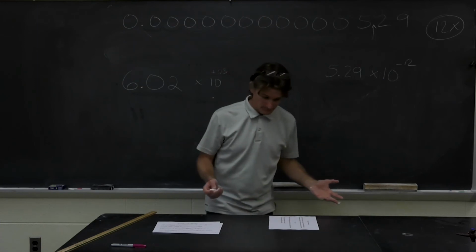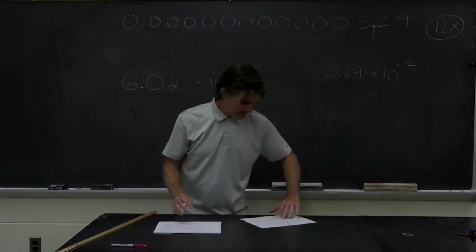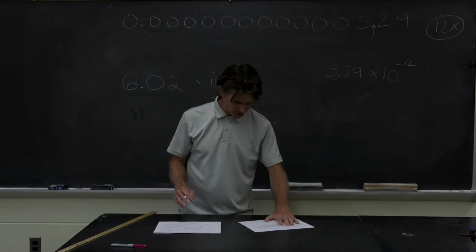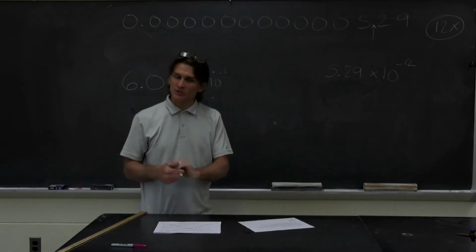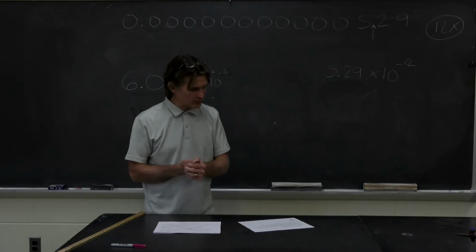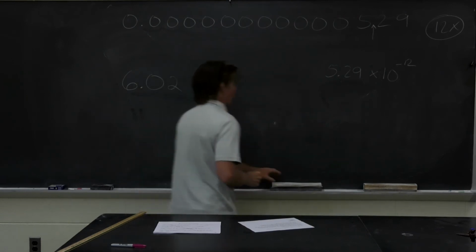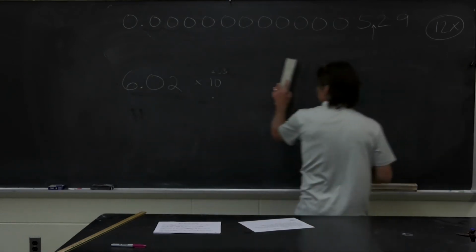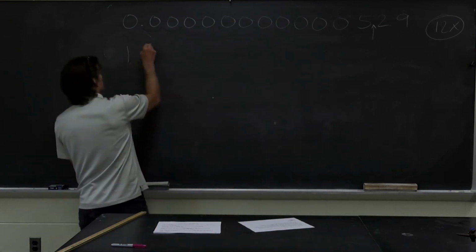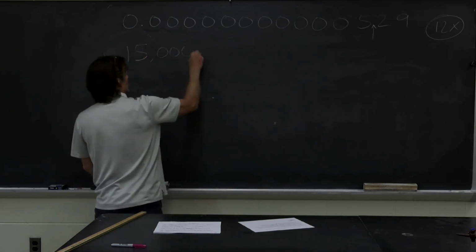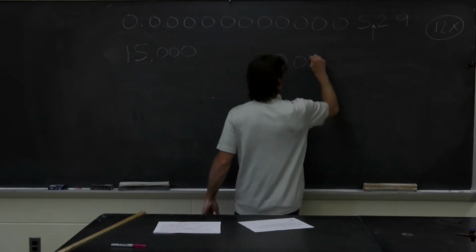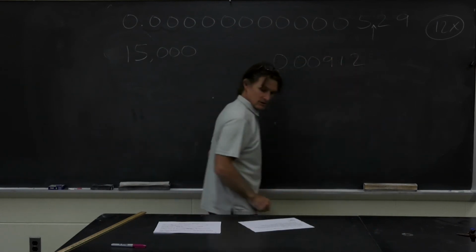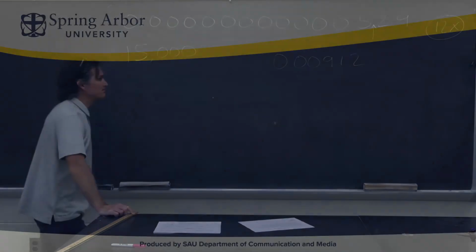That's it. Do some problems. Let's do some problems. I think on slide 11 there are 2 examples for you to try. Some simpler examples. I want you to try to write the number 15,000 in scientific notation. And I want you to try to write the number 0.00912 in scientific notation.